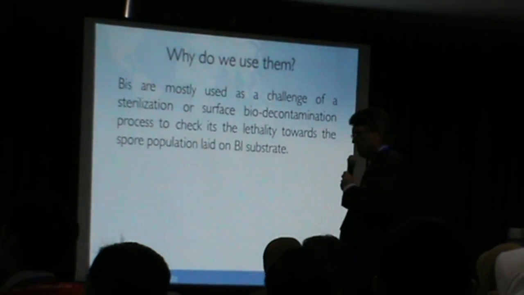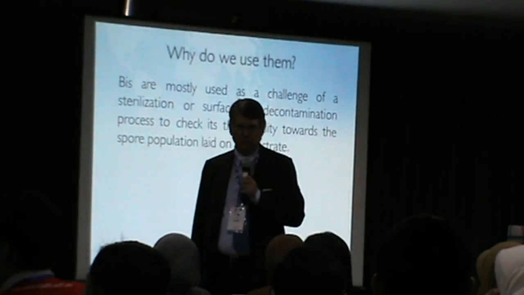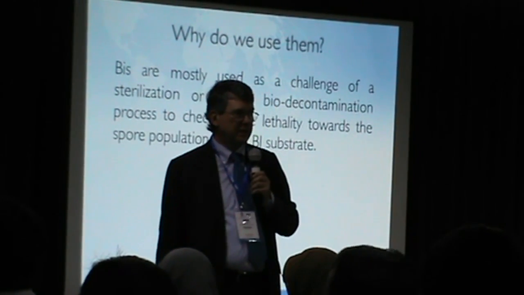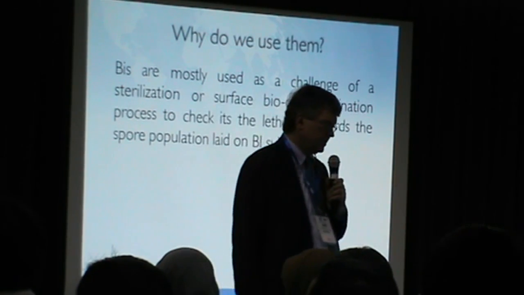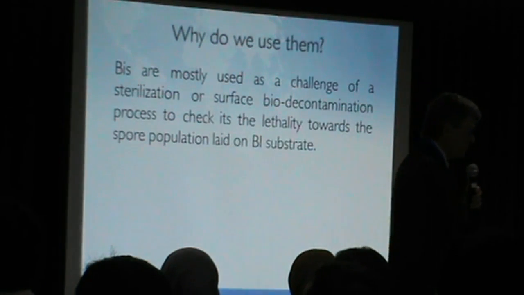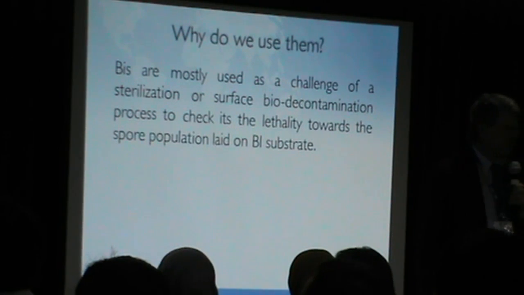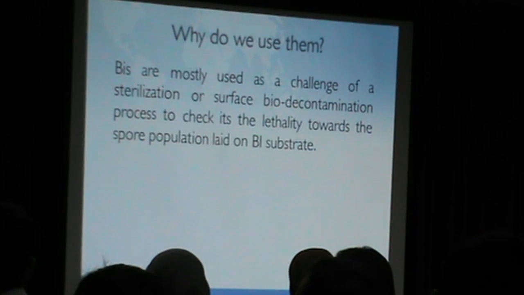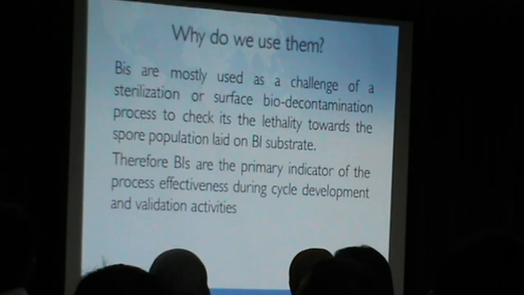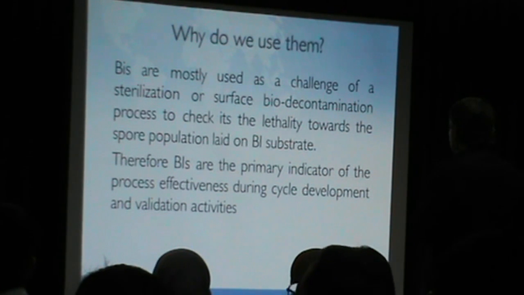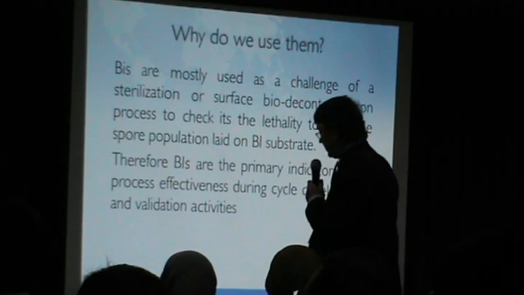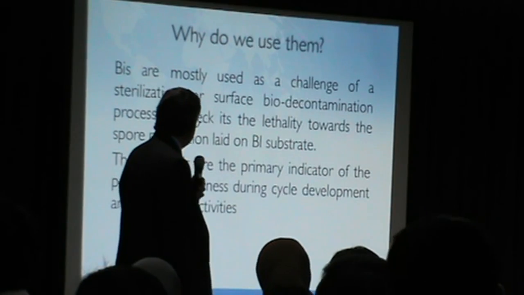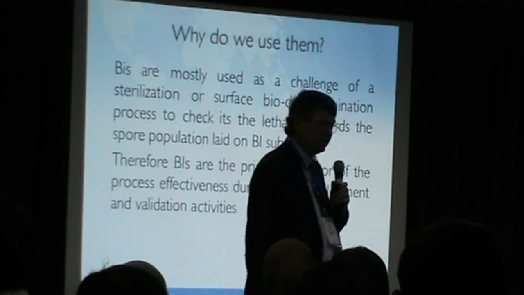So BIs, we have to use them because we have to challenge our process. We need to have a challenge that shows us that the process is able to reproduce and to achieve the target of killing a certain number of spores. So BIs therefore are the primary indicator of the process effectiveness during cycle development and validation activities.